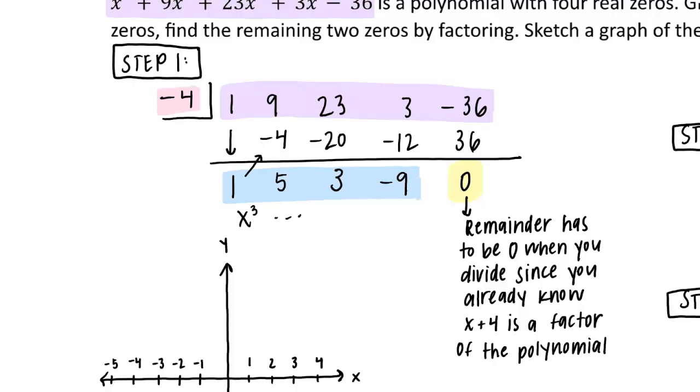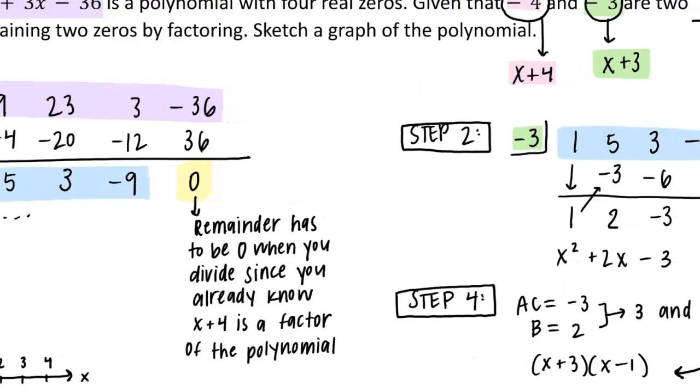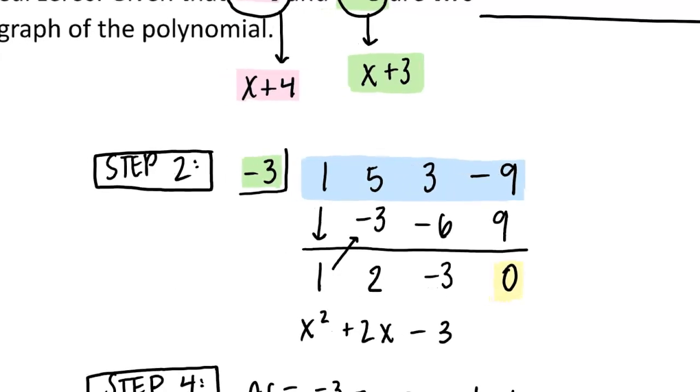I don't really care about writing out the quotient because now I'm going to take that quotient and divide out the other factor that they gave me. So I'm going to take that 1, 5, 3, and negative 9 and move over here to step 2. I'm rewriting my 1, 5, 3, and negative 9. And this time, I'm going to divide out my x plus 3. So I put negative 3 in the box. I do my synthetic division.